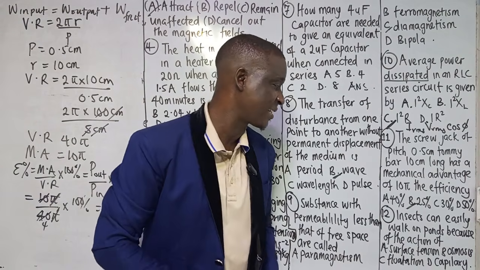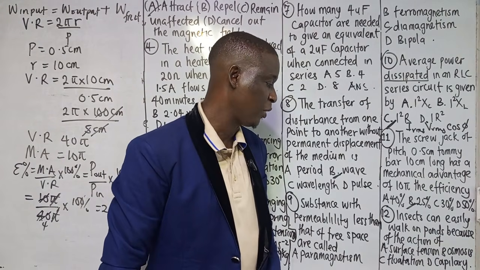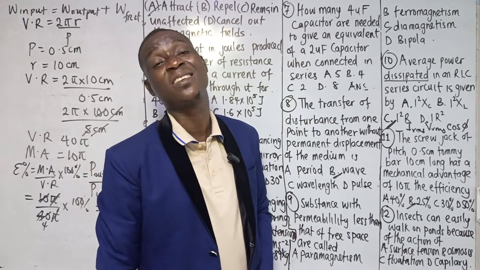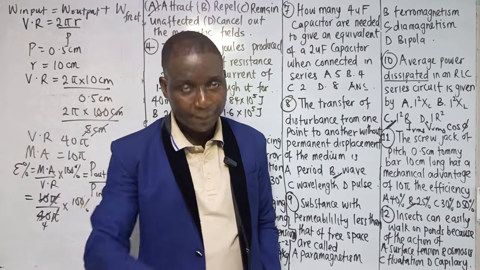Now they say each set can easily work on pawn because of the action of dash. The answer to that question is what? Type it in the comment section.